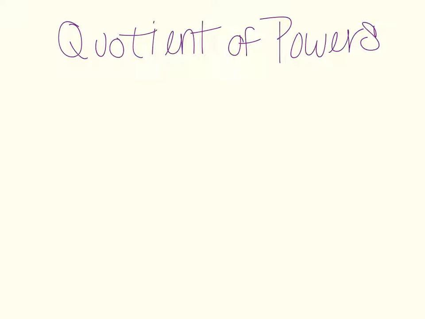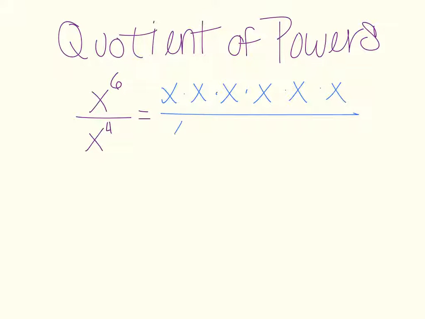All right, the next thing that we can talk about is a quotient of powers, or when you're dividing two powers. So let's say we have x to the 6th divided by x to the 4th. And let's expand it out to see what happens. Well, x to the 6th is x times x times x times x times x times x, 1, 2, 3, 4, 5, 6, divided by x times x times x times x.